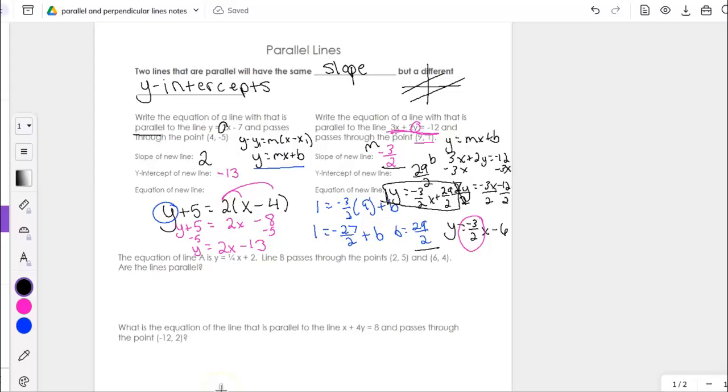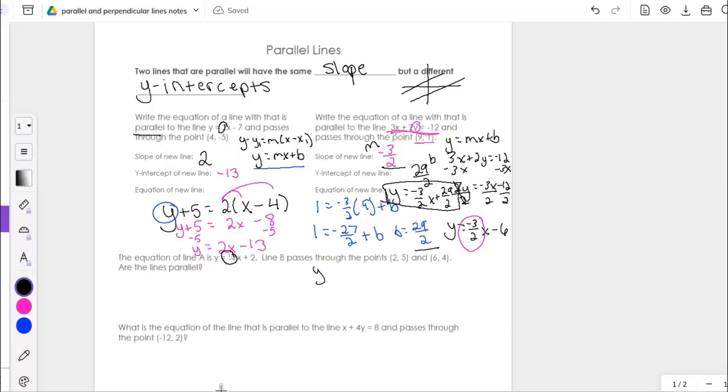All right, next one. The equation of line A is y equals 1/4 x plus 2. Line B passes through the points (2, 5) and (6, 4). Are these parallel? So you're checking to see if line A and line B have the same slope. My slope for line A is 1/4. Then for B, I can figure that out.